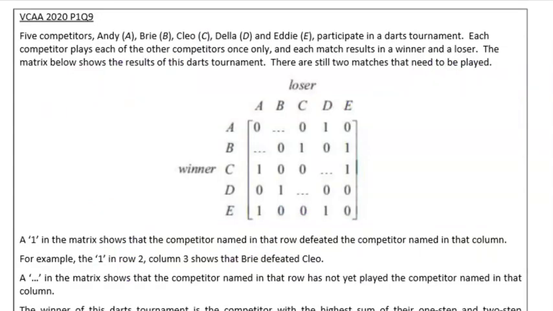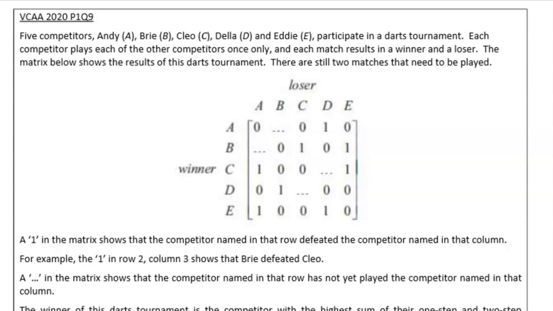Now we're taking a look at a couple of past VCAA questions. So this first one here is from the 2020 exam 1, and it's question 9. So it's quite late in the section, which means it's either going to be a challenging question or a time-consuming question, or a bit of both. In this case, this is one that's a little bit of both.